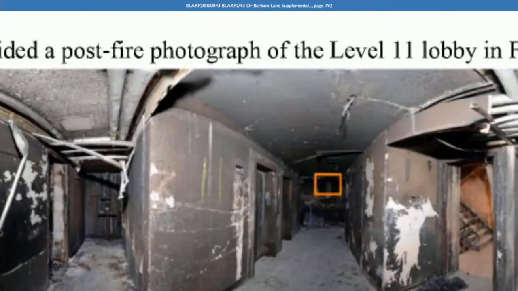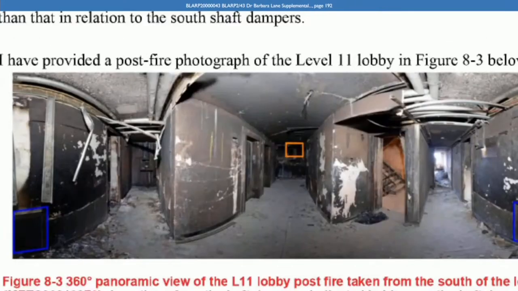If we look at Dr. Lane's supplemental report, BLARP 25043, page 192. At figure 8.3, she's provided a post-fire photograph of the level 11 lobby in figure 8.3 below. Mm-hmm. We can make that as big as possible. And you can see she's marked up the low level south shafts in blue and the high level shafts in orange.